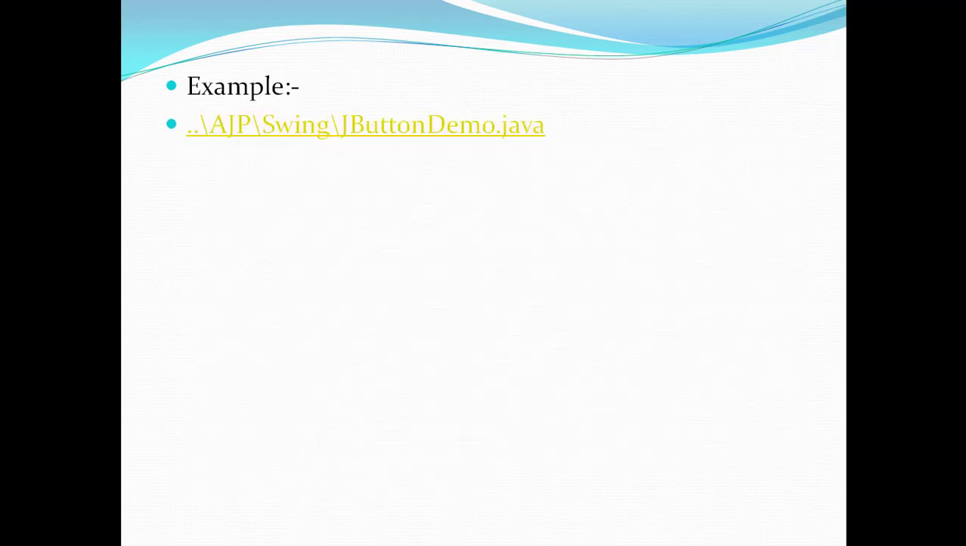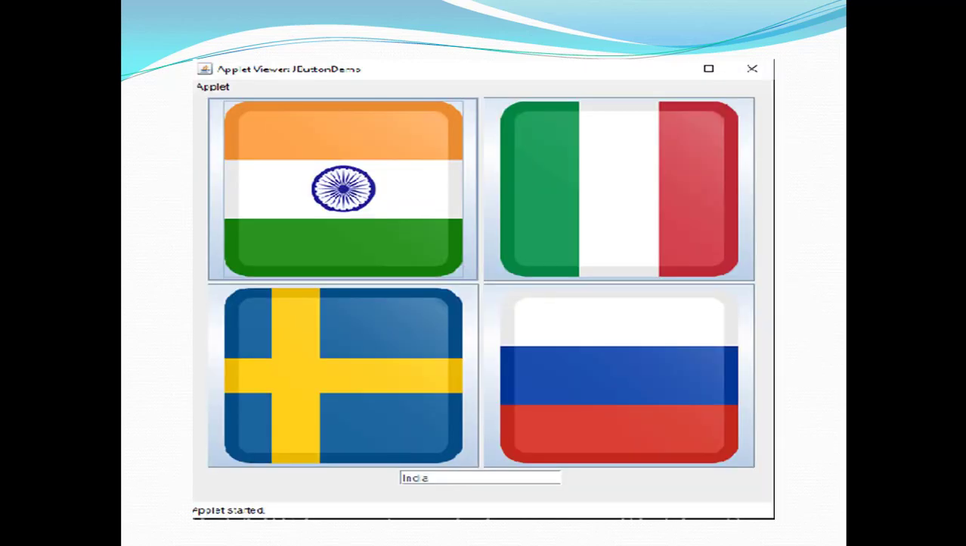Before the code, consider the output for this. These are the 4 buttons, 1 2 3 4, and below there is one text field displayed. Like this design, when we click on a button, it displays the country name for that button. Example: ButtonDemo.